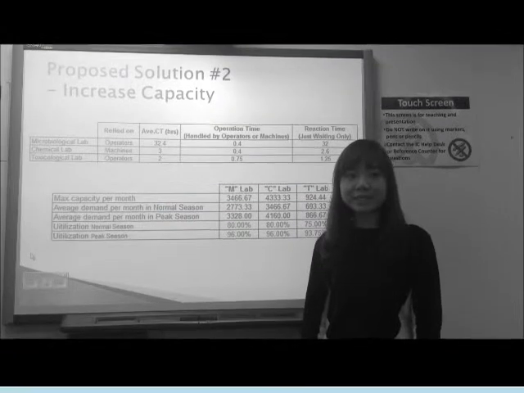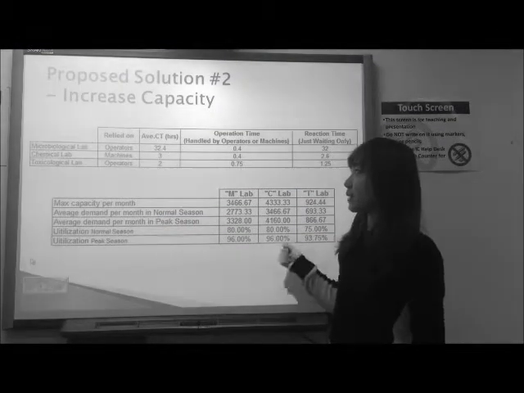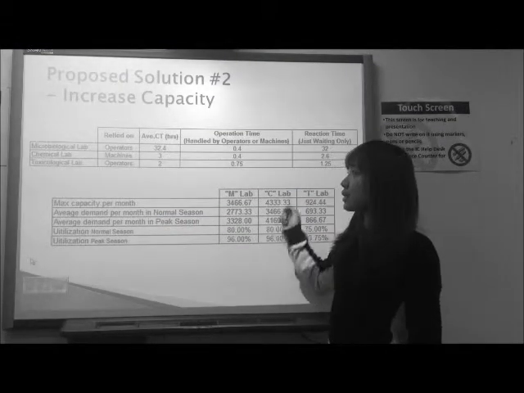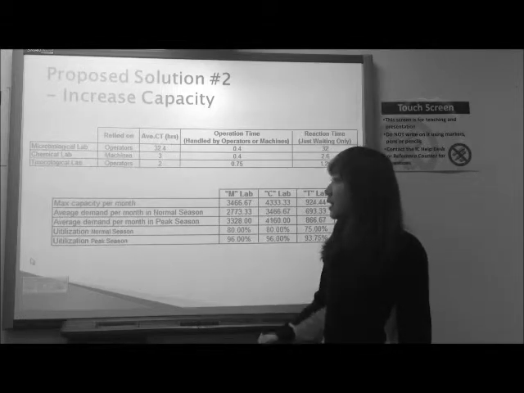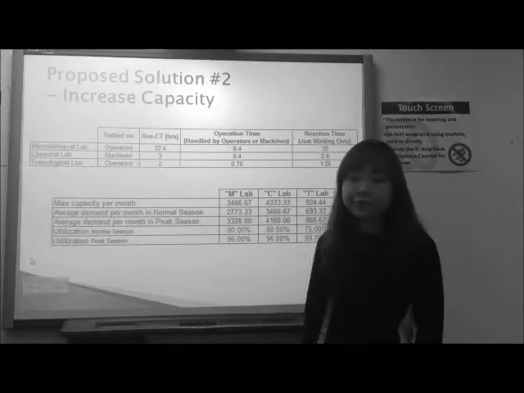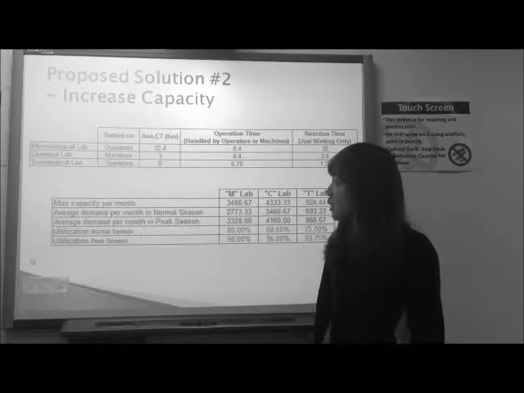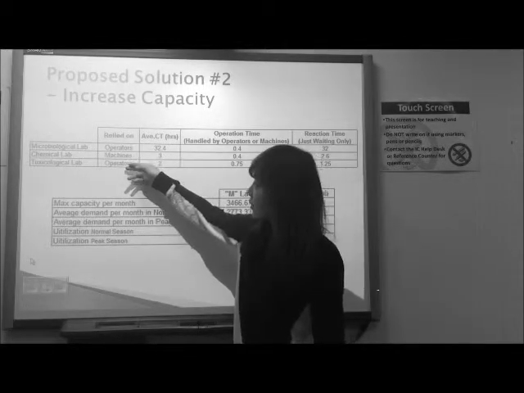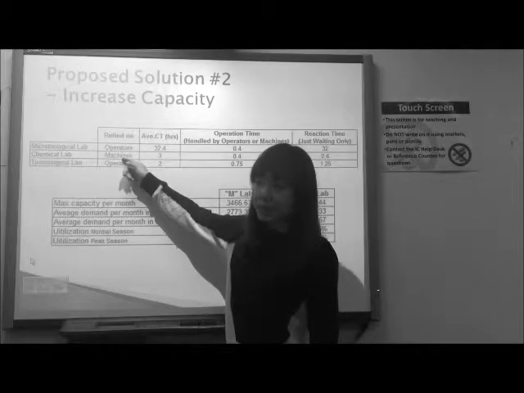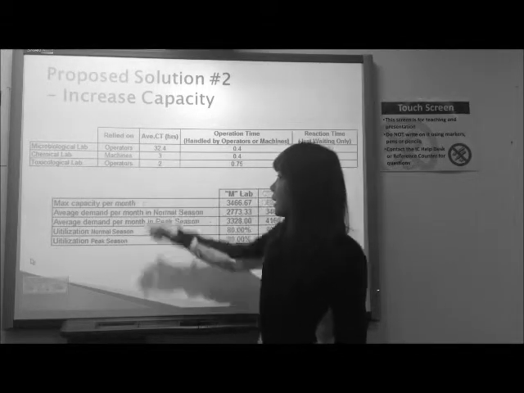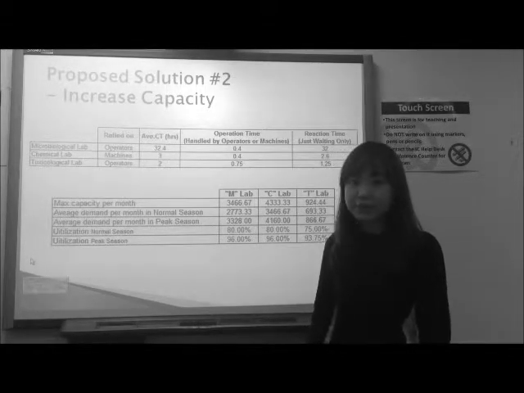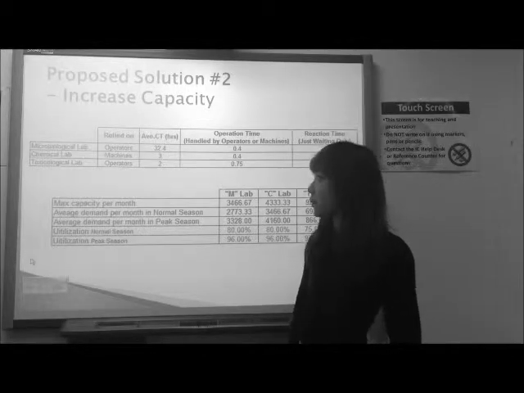Thank you, Novel. Liz. Now I'd like to talk about our second solution to increase the capacity. As you can see, we have 3 labs for different kinds of tests, and 2 of them rely on operators. Just the chemical lab relies on the machine, and you can see the average cycle time of each lab.